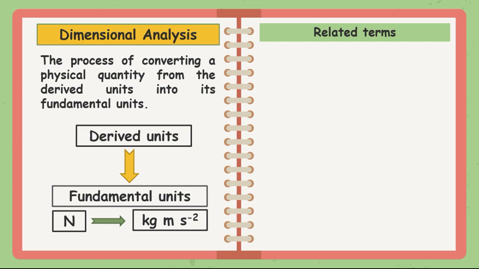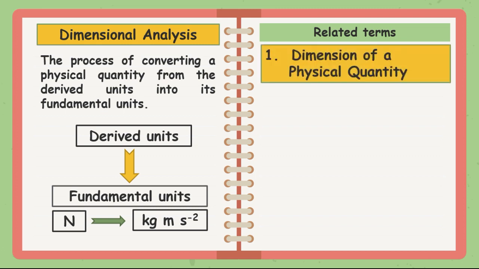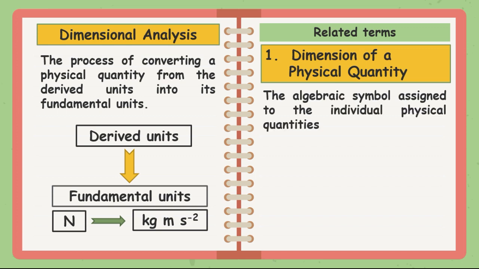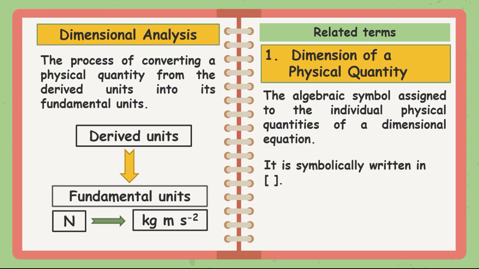Let's look at some related terms that are essential for us to know as far as dimensional analysis is concerned. The first is the dimension of a physical quantity. This is simply the algebraic symbol that is assigned to the individual physical quantities of a dimensional equation. So the dimensions are simply the symbols we assign to the various quantities in a dimensional equation.